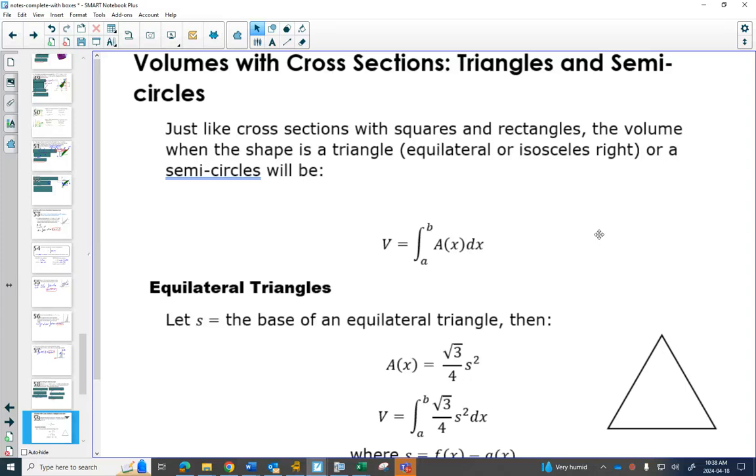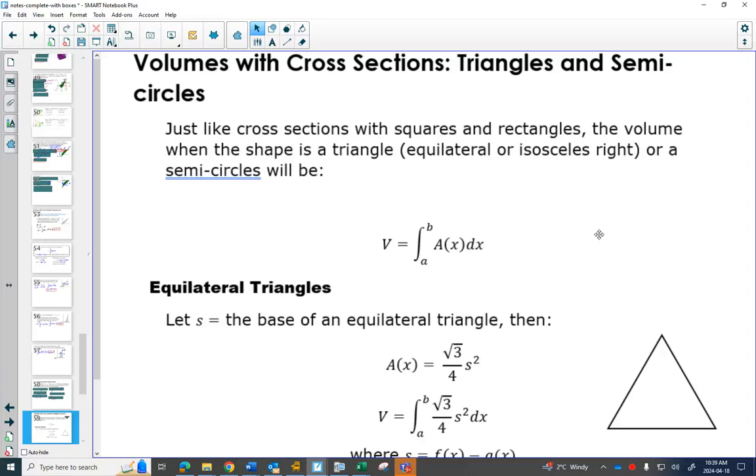So the idea of these cross-sectional ones is the area is your base, like the shape that you see in 2 dimensions. That's the base of your shape. And from that base, technically we could have any shape possible coming up from that as long as you knew the area of that shape. So we started with squares and rectangles because those were the easiest areas that you know. And then we start to think, well, what are some other shapes that you know areas of? And we're going to look at triangles and semicircles.